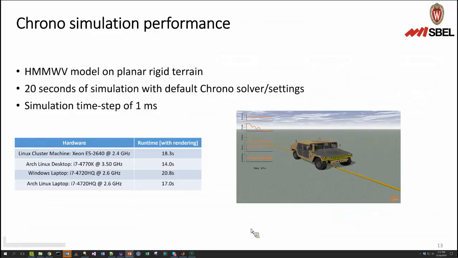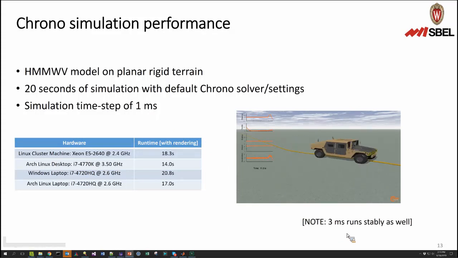In terms of performance, by the way, I hope that this comes through, this is a simulation of a Humvee model. On the left here, this is for 20 seconds of simulation. We show the simulation runtime when the simulation is run with a 1 millisecond step size. On almost all platforms, except on a Windows laptop, this runs real time. And this is for 1 millisecond. In reality, you can run this simulation at 3 milliseconds and run it stably as well. So long story short, the simulation, as far as vehicles are concerned, is real time.